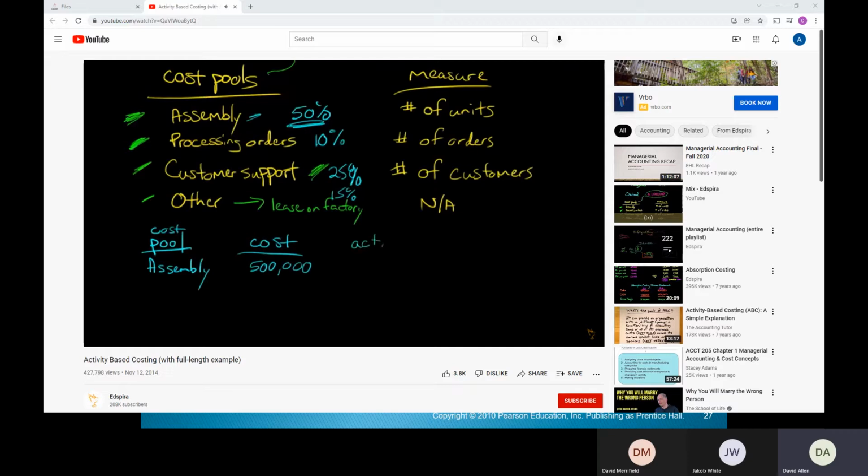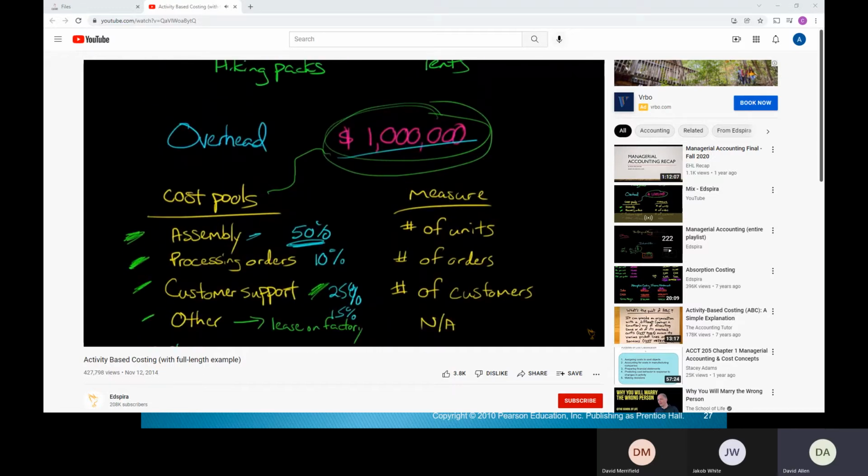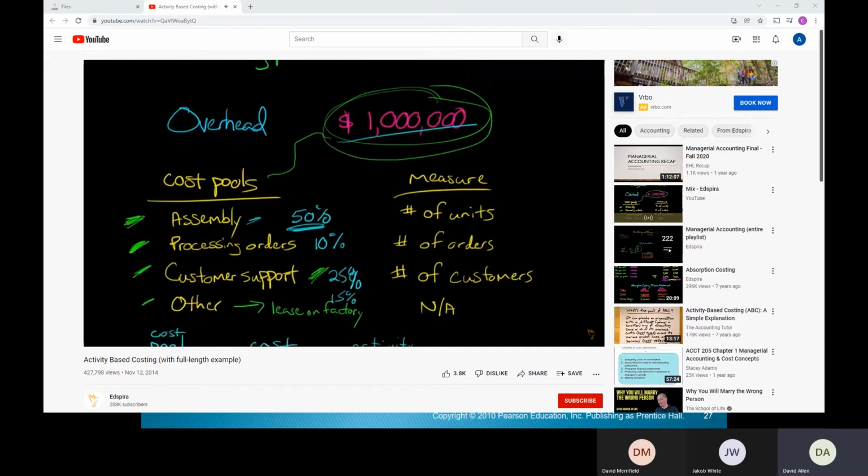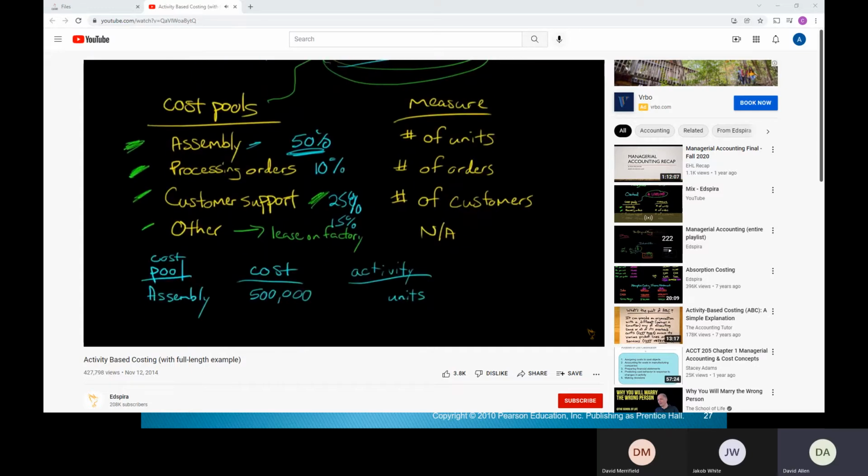Now, I'm just going to bring with us our activity measure. If you remember, we said we're going to look at the number of units. Here, let me scroll back up for you to see that. Where did we have it? Oh, it's right here. Okay, so we said we're going to measure this with the number of units for assembly. So now I'll just bring that down.